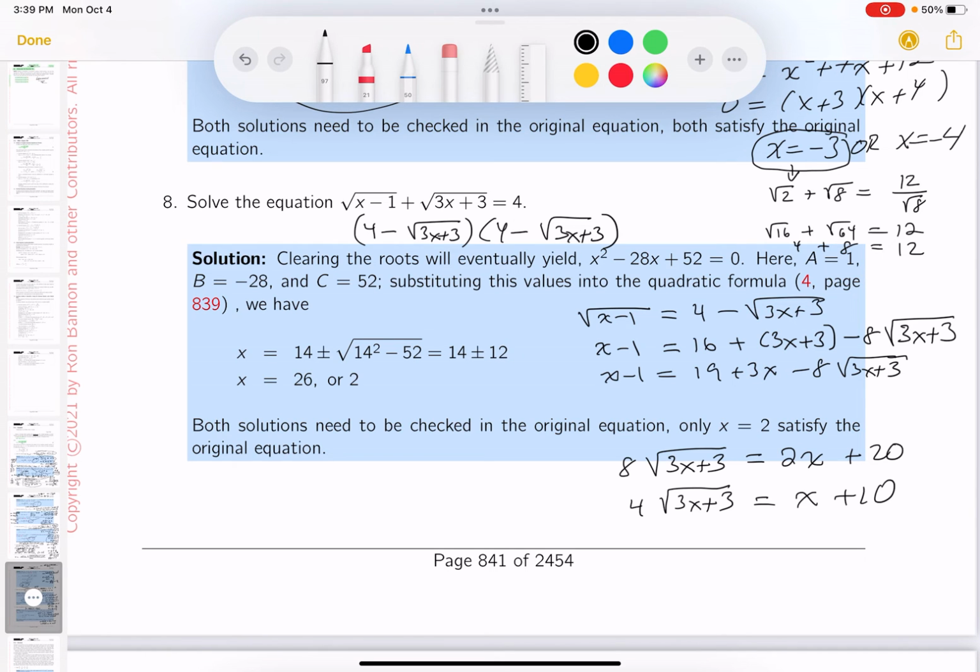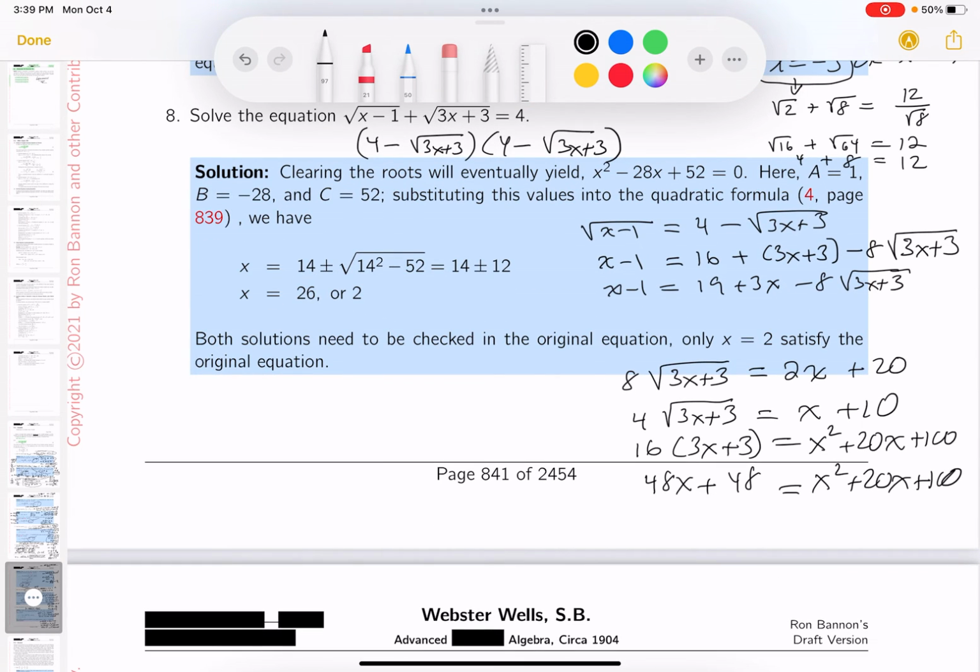And I'm going to square both sides again. Right? What do you get? 16 times 3x plus 3. If you square the right side, you get x squared plus 20x plus 100. It's nasty numbers. 16 times 3x is 48x. Got to keep working on it. What do you get over here? Well, you're going to get x squared minus 28x. Sorry about that. And then what do you get? Plus 52, right?